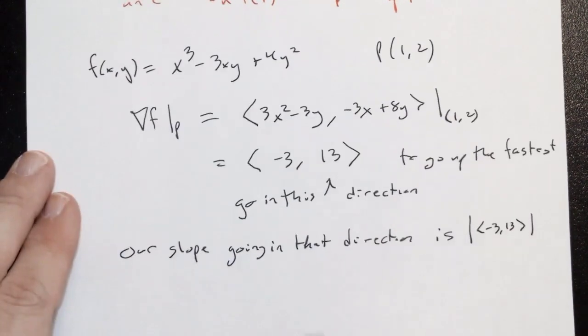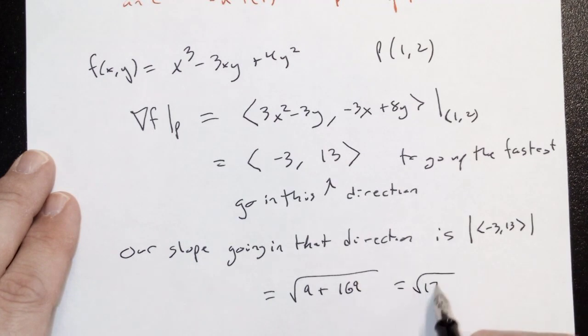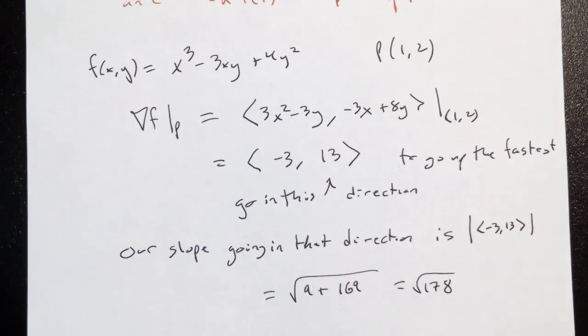But wait a minute, I know what the length of that is. The square root of 9 plus, what's 13 squared? 169. So that's the square root of 178. Which is bigger than 13 point something, 13.2-ish. No, 13.1 something. Regardless, that's the direction I go back and up. I'm going up pretty damn quick.